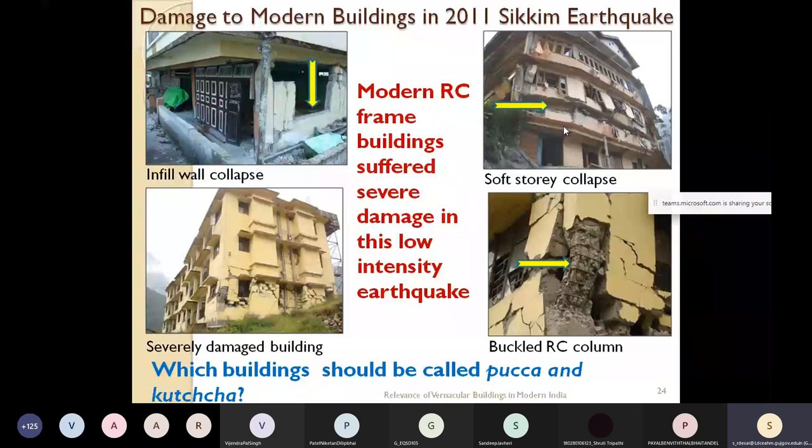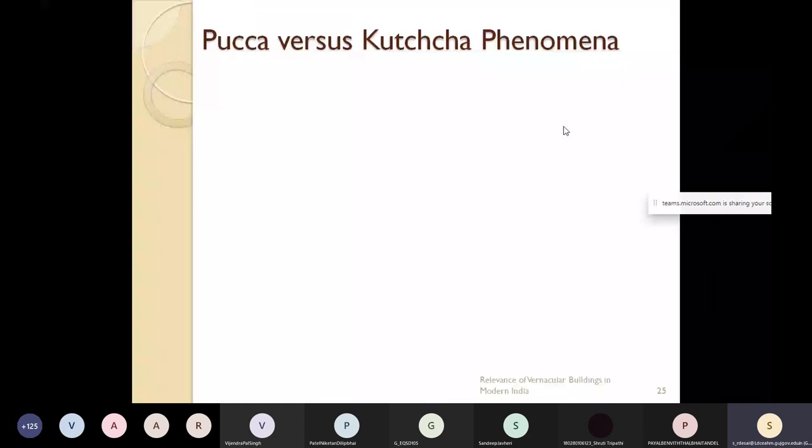Now, I want to talk a little bit about this pakka versus kacha phenomenon, because when we talk of the traditional buildings, we can't get away from this.